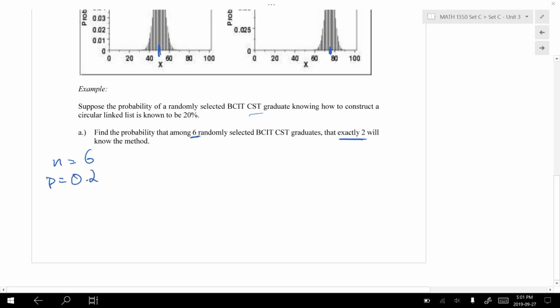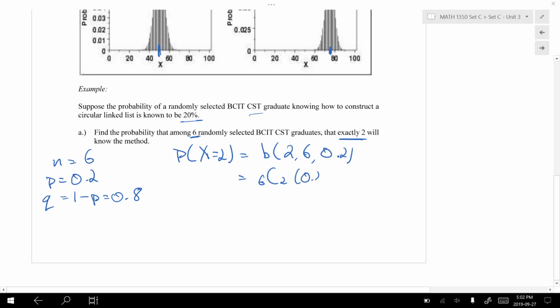The probability of success is 0.2, 20%. q is always 1 minus p. For us here, it's 80%. And so we can use our formula, the probability of getting exactly 2, or sometimes written in this way, b of 2, 6, and 0.2. That will be 6 choose 2, p to the power of 2 here, and 0.8 to the power of 4.